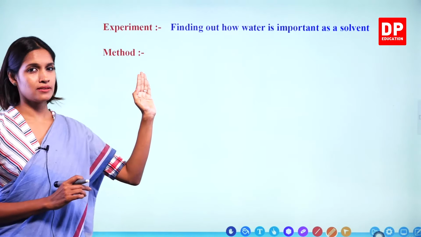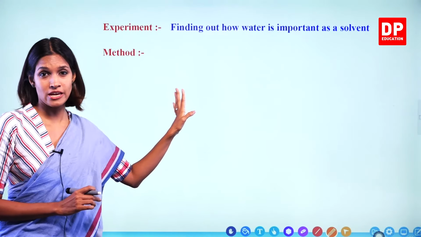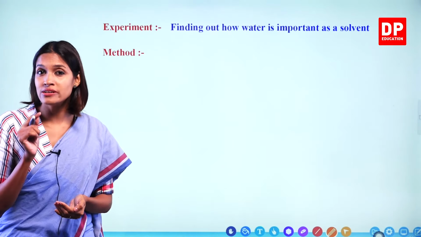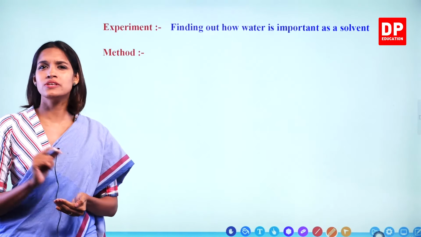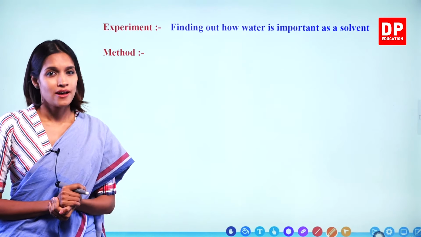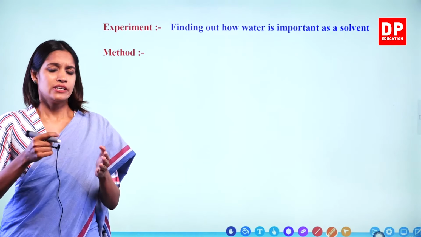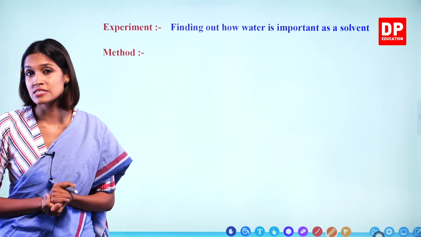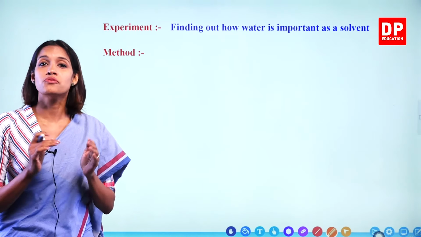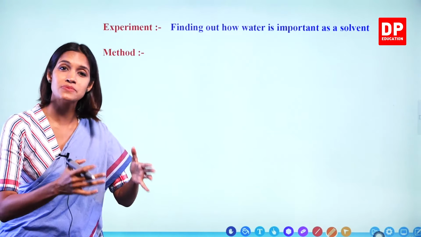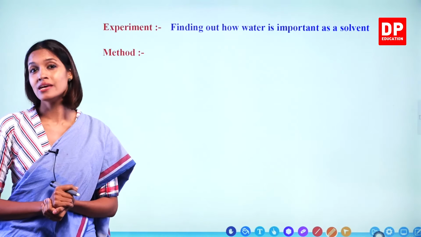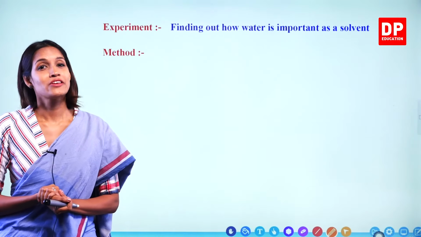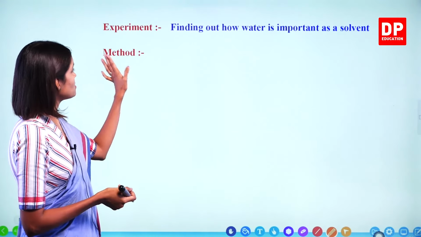So what is the method? Very easy, I will explain. We are going to do this in the lab. When I explain the experiment, you will realize you all can do this experiment at home. Understand? We are going to dissolve different substances in water. In the lab, I will show you the substances that we are going to dissolve. We are going to check whether those substances dissolve in water really well. Okay, children, so simply we will write the method.